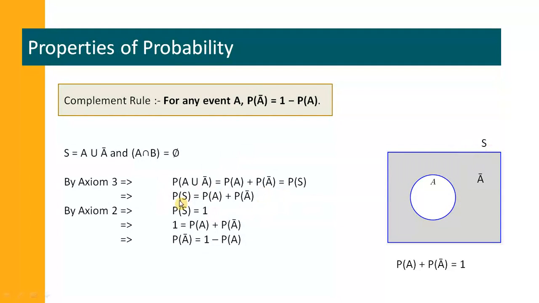So now we know that P of sample space equals P of A plus P of A complement. And by axiom 2, we know that P of S equals 1. So from these two equations, we can get 1 equals P of A plus P of A complement. And by simple algebra, we can get P of A complement equals 1 minus P of A. And also we get the expression P of A plus P of A complement is equal to 1. Here A and A complement are disjoint events.